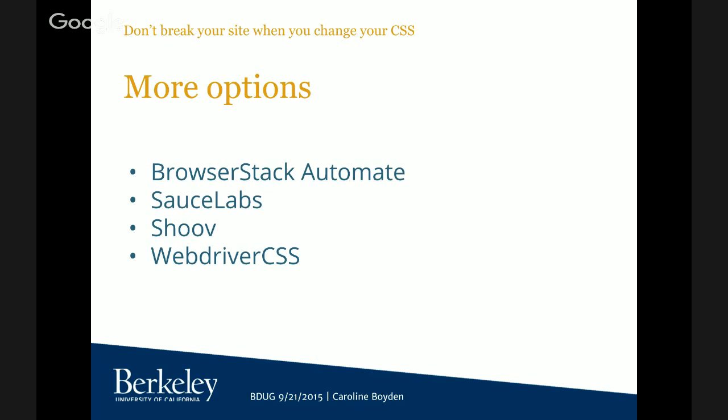Browser Stack has a service called Automate, where basically you have your account credentials and they have an API, and you can hook Browser Stack up with some of these continuous integration services and use Browser Stack to run your visual regression tests. Sauce Labs does something similar, and it is very easy, apparently, well, I haven't tried it yet, to hook up with Travis. Shuv is another service that will do this for you. And WebDriver CSS is something on top of Selenium, which is very similar to Phantom CSS, but it runs as part of Selenium, so you can hook it into your Selenium automation.